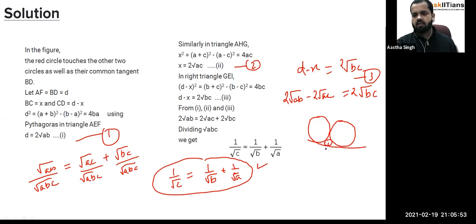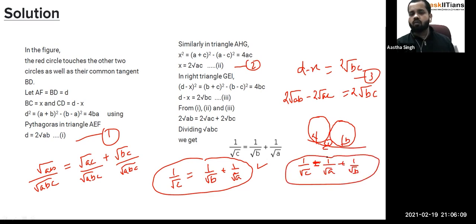If this is your C, this is your A, and this is your radius B, then the reciprocal of the square root of your smaller circle's radius is equal to 1 upon the square root of A plus 1 upon the square root of B. We have already proved that, right? Try to solve it on your own in your copy, then you will easily get it. Only three conditions are there. We have already taken only three circles, and with the help of Pythagoras theorem, we have proved it, right?